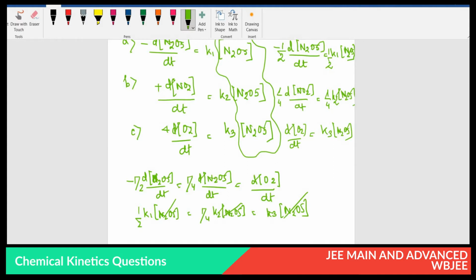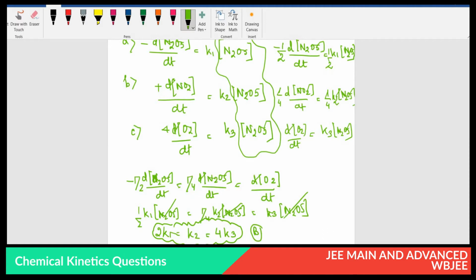If you multiply all the three parts with 4, what will happen? 2 cancels out 4 by 2, K1. This should be equal to K2. And if it is multiplied by 4, then this should be 4K3. Right? So this option is option number D. Right, students? Oh, sorry, this is option number B. I'm sorry, option number B.